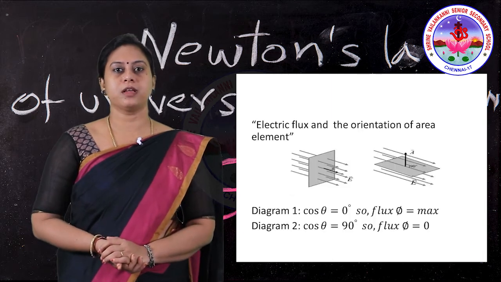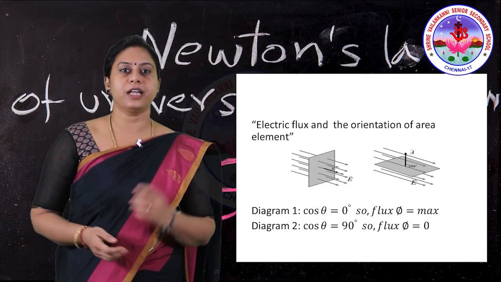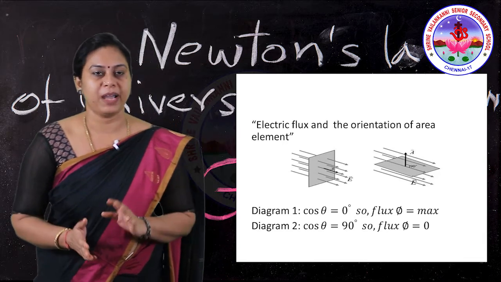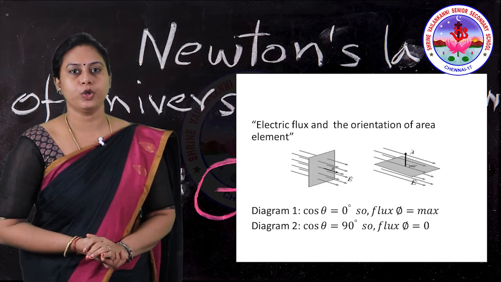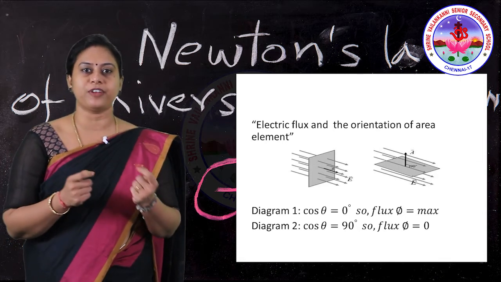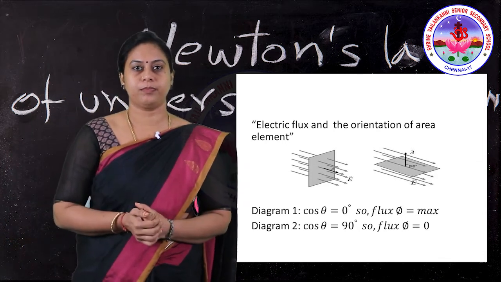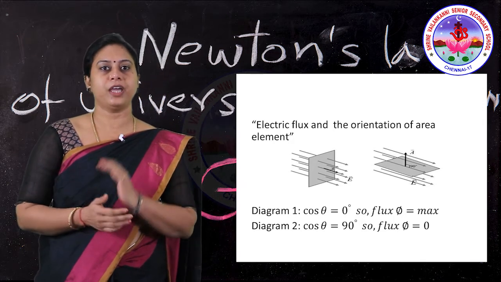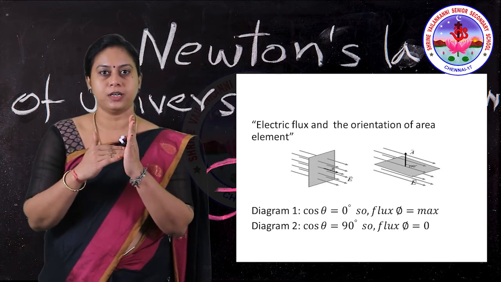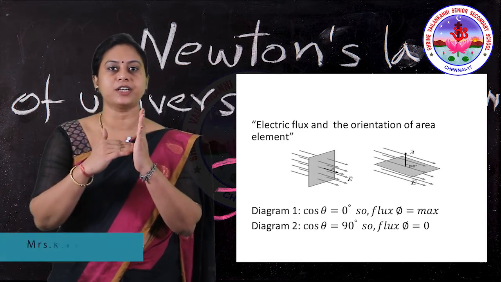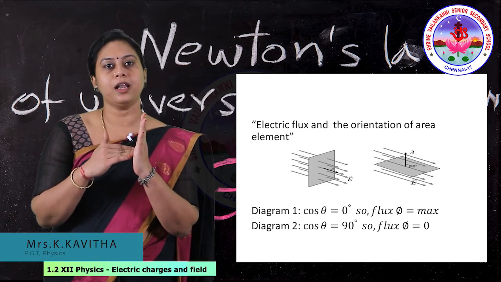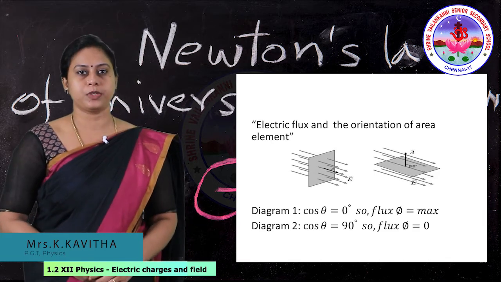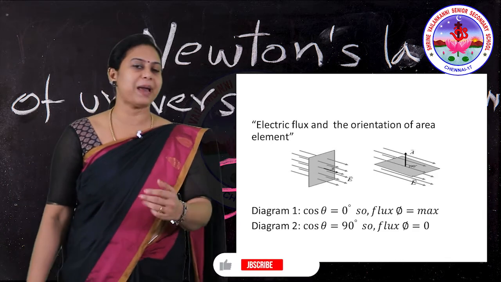The next one is orientation. What's that? The connection between the flux and the orientation. By observing the diagram clearly, you may understand it. See the first diagram: the electric field lines and the area which is normal to that. Then it will create the angle theta which is equal to 0. So cos 0 is 1, then flux will be maximum there.